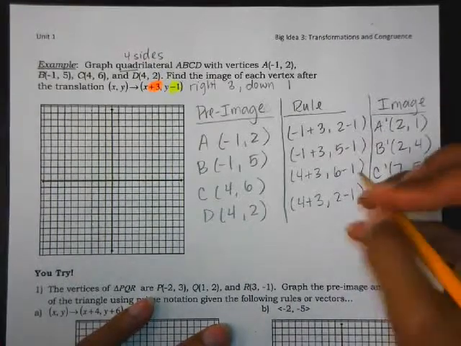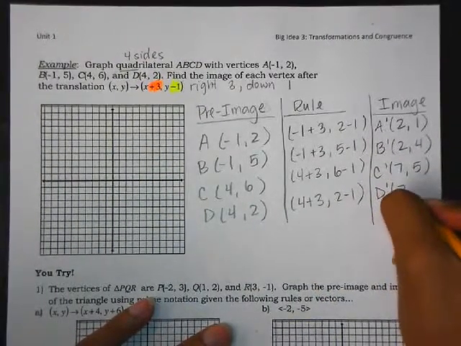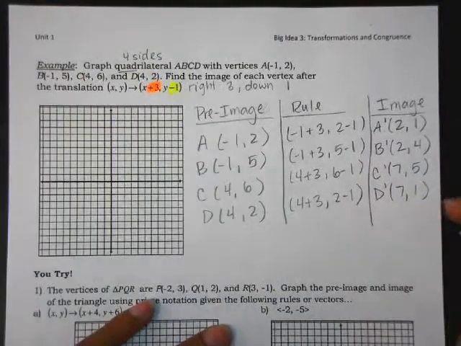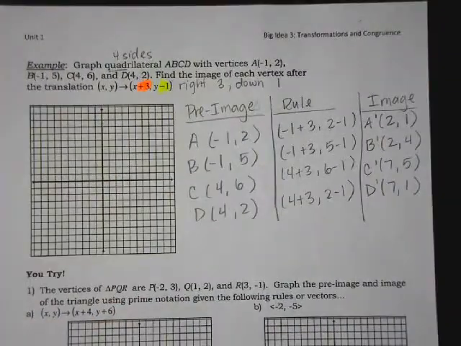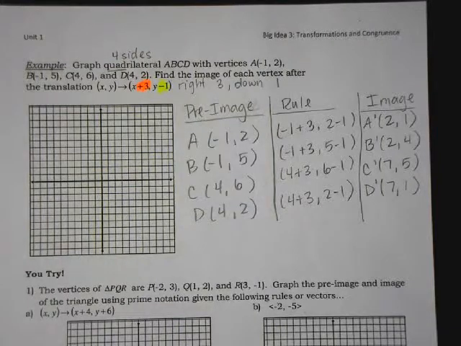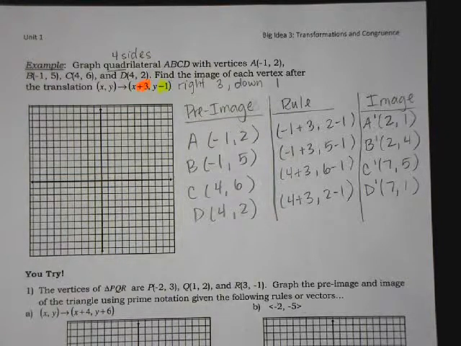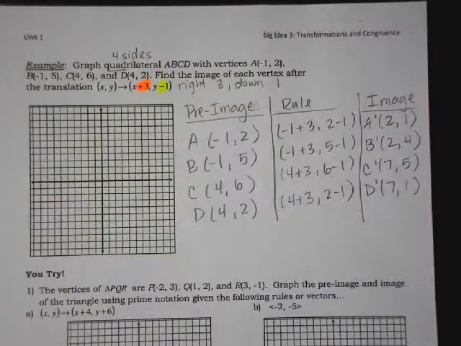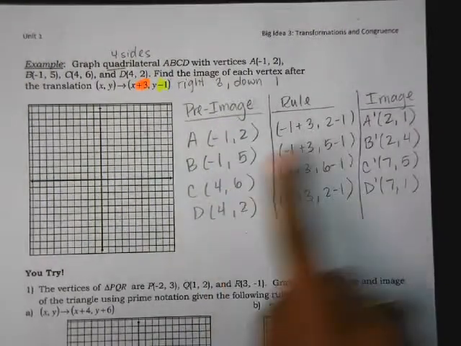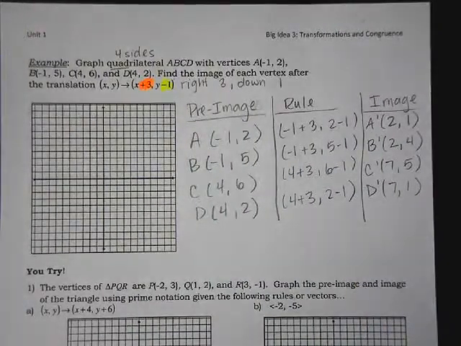So go ahead, take a moment and catch up. I'm going to give you 10 seconds. Alright, 5, 4, 3, 2, 1. Okay? So this is what we're going to do. Using two different colors, we're going to graph the pre-image, and then we're going to graph the image. Alright, so I'm going to use blue for my pre-image.